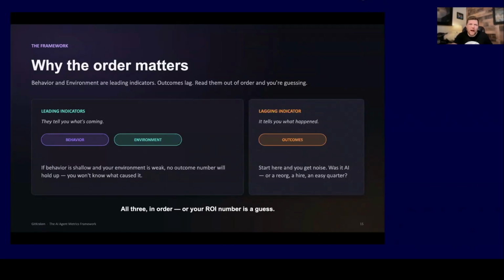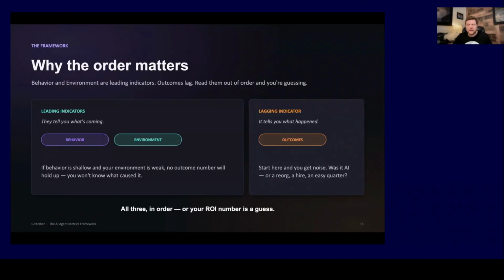But why does the order matter? Well, first, it's because behavior and environment are really leading indicators. They tell you what's coming. Outcome is really a lagging indicator, and it tells you what already happened. When you start immediately with outcomes, you miss the attribution part of it. You're not quite sure what was causing the changes, whether you're speeding up or slowing down. It's genuinely very difficult to say. But read the leading indicators first, and suddenly the outcome story is defensible, similar to what Stacia was saying.